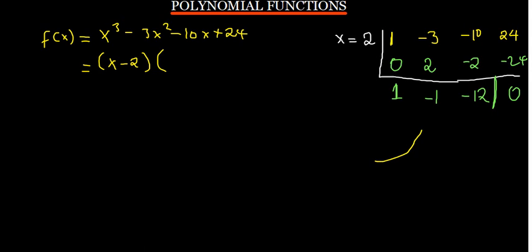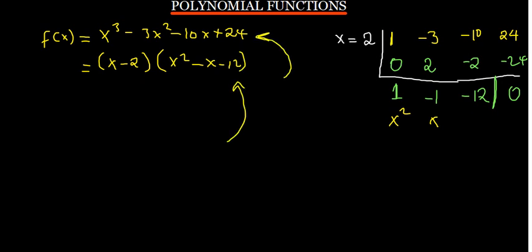The values you found down here are actually also factors. So the first number here is the coefficient of x squared. This number is the coefficient of x, and this one is the constant. So this is actually x squared minus x minus 12. So if you factorize this, this is what you are going to be able to get.